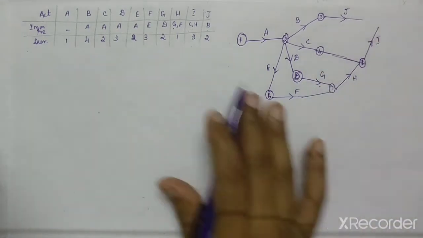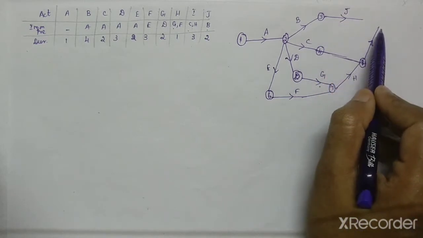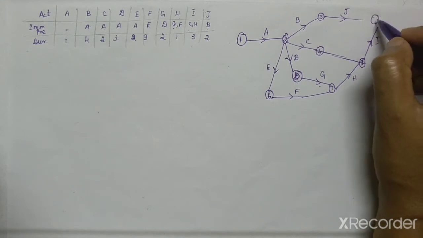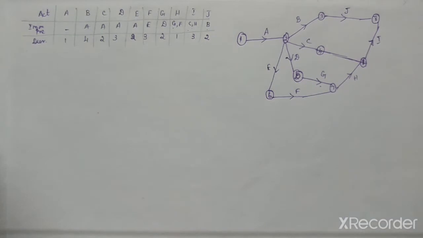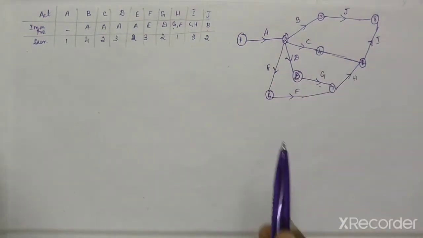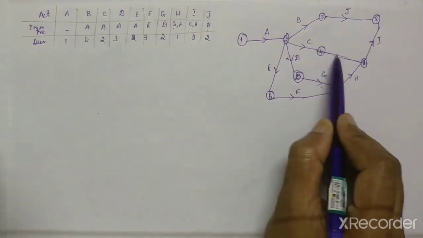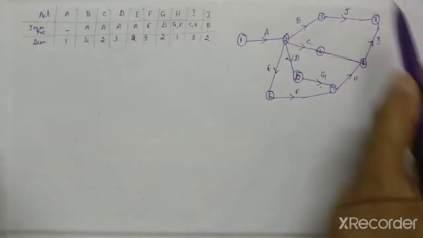That's all. So this is your network, but here the J activity and I activity will be separated. So you have to join like this. You have to put one activity, a dummy activity, and join like this. So this is your network. Now we have to substitute the duration. For finding the critical path you should avoid the dummy activity. So this is your complete network.